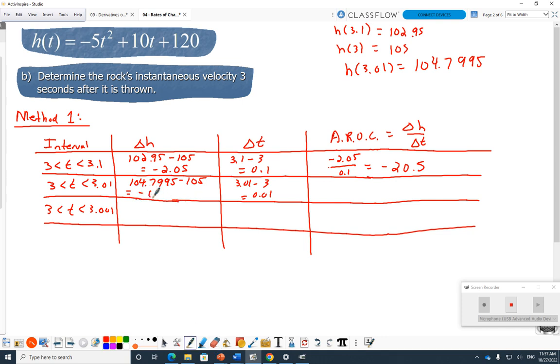Negative 0.2005. So it's negative 0.2005 over 0.01. Negative 20.05. Are you home free? Negative 20.5, negative 20.05. Some people would be.